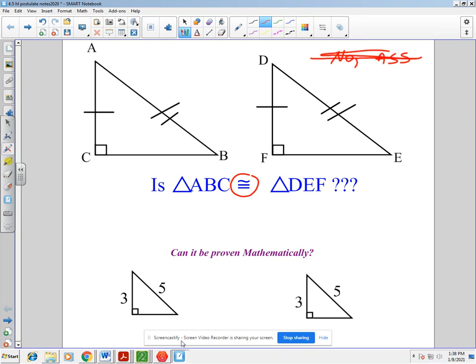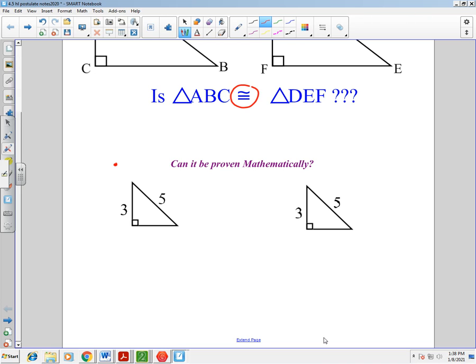Look at the question below. Can we prove mathematically that the triangle on the left here is identical to the triangle on the right? And the answer is yes. Mathematically, we can prove that the two triangles are congruent. How would you get the value of x?